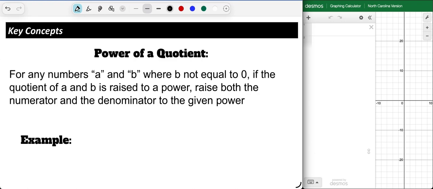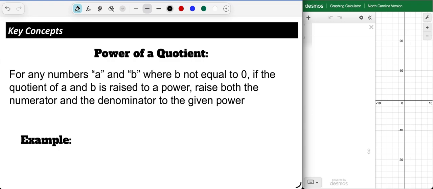If the quotient of A and B is raised to a power, you have to raise both the numerator and the denominator to the given power. Raise in this case is like multiplication. So it's really like taking whatever the exponent is on the outside of the parentheses and multiplying it to each, the top and the bottom, the numerator and denominator of that fraction.